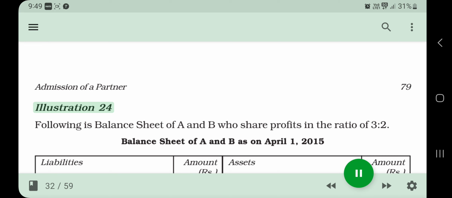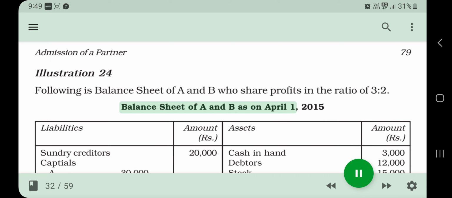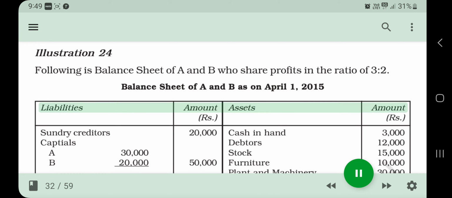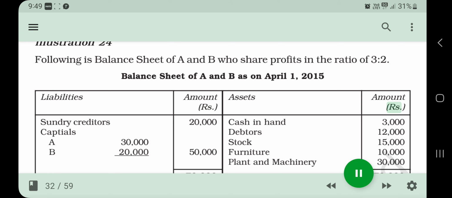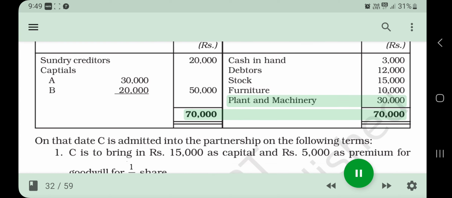Illustration 24. Following is the balance sheet of A and B who share profits in the ratio of 3:2. Balance sheet of A and B as on April 1, 2015. Liabilities: Sundry creditors 20,000; Capitals: A 30,000, B 20,000, total 50,000. Assets: Cash in hand 3,000; Debtors 12,000; Stock 15,000; Furniture 10,000; Plant and machinery 30,000. Total 70,000 each side.